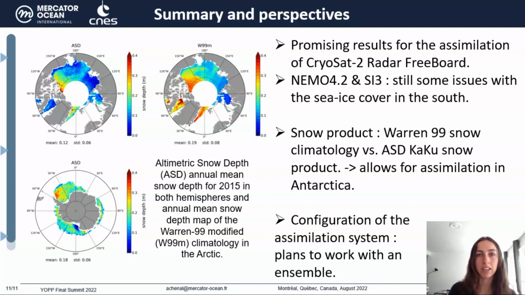Another challenge that will be tackled in the near future is that we will adapt the assimilation system to the new model configuration, NEMO 4.2 and SI3. When doing that, we plan to work with an ensemble assimilation system.